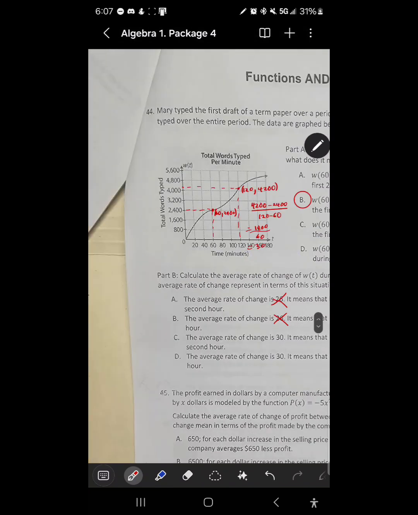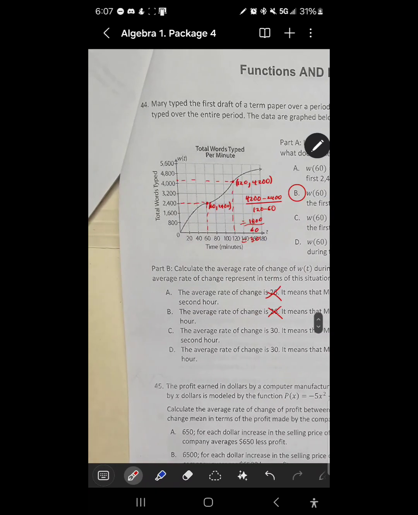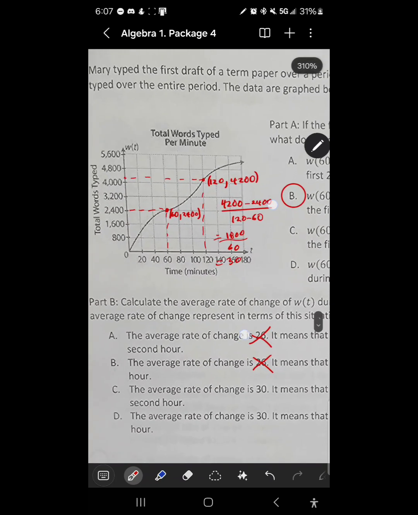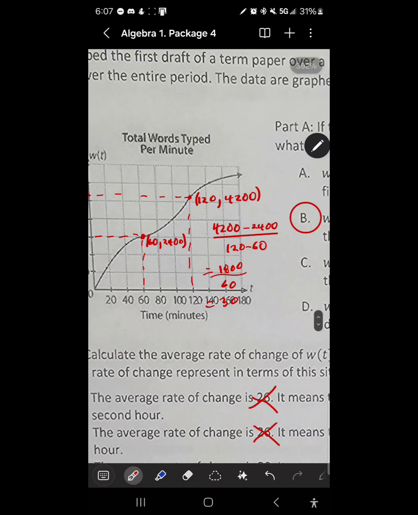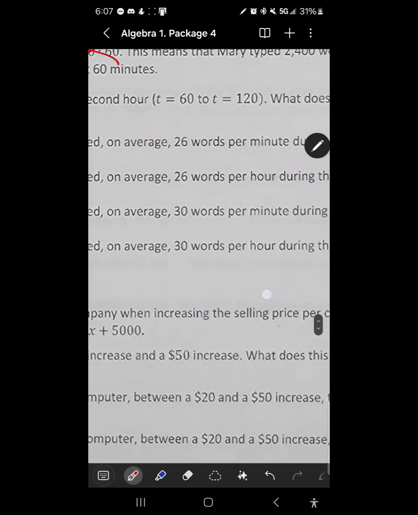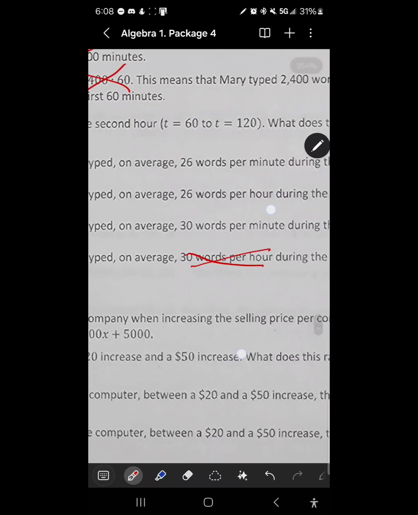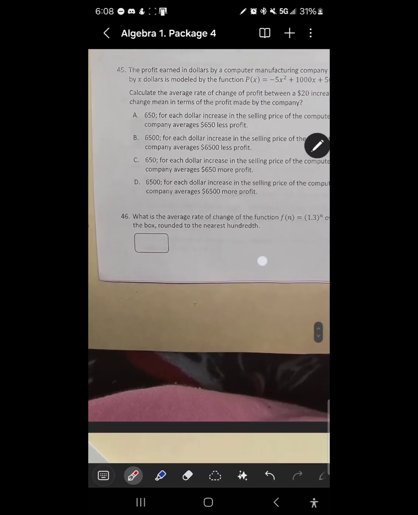It means that Mary typed on average 30 words per minute during the second hour. Well, that's exactly what we're talking about, no? We use the minutes, so we can take W because of words, and then M because of minutes. So it will be words over minutes, so it will be 30 words per minute. You know what I mean? And then this one doesn't make sense because they say 30 words per hour, which in the real world, yes, doesn't make sense as well. So that's not the answer.